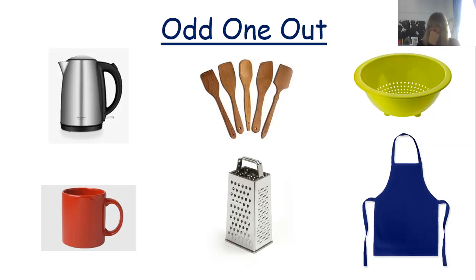Mind you, I've got another one. What do you think about the apron? Could that be an odd one out? Well, I think so, because you can wear an apron, but you can't wear a kettle. You can't tie a cheese grater around your waist. And you can't put a mug on your head like a hat. It isn't a hat, and it would be very odd if you did that. So I think the apron could be the odd one out, and it's the only thing made of cotton. I'm going to leave you with that picture. I think you might be able to come up with some other odd one outs, not just one.